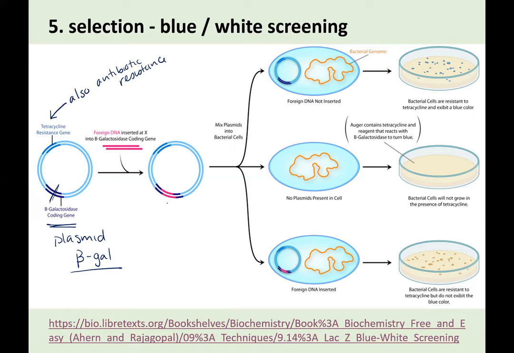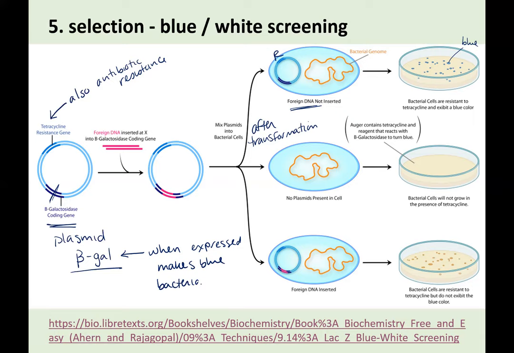So if you have these three potential cells after transformation. So you might get the plasmid into the cell, but there's no foreign DNA. It has the resistance, right? So it grows and the colonies are blue. So beta-gal, when expressed, makes blue bacterial colonies. If you actually get your recombinant DNA in here and it interrupts the gene, foreign DNA is inserted, you get white colonies.